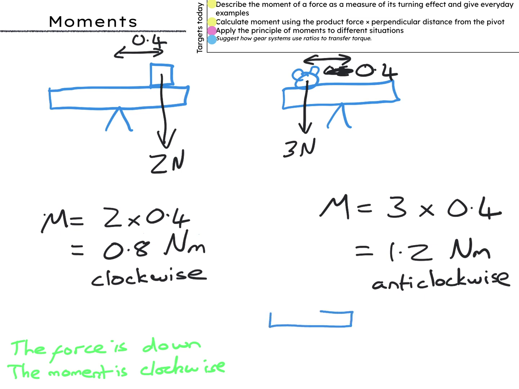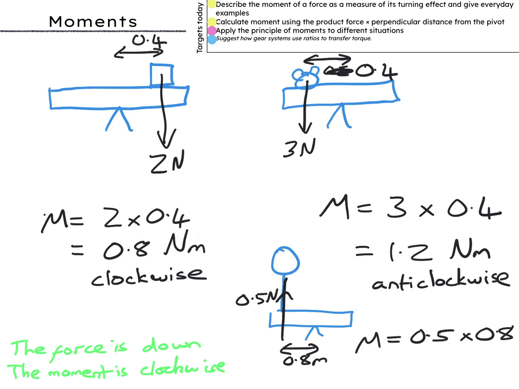In this one, I have a helium-filled balloon on the left. Its upward force is 0.5 newtons and it is 0.8 meters from the pivot. So its moment is 0.5 times 0.8 equals 0.4 newton meters. The force is acting upwards. It's on the left hand side of the pivot, so the moment is clockwise.